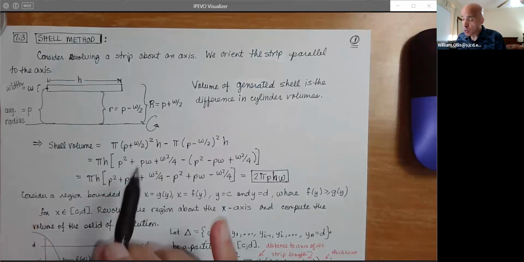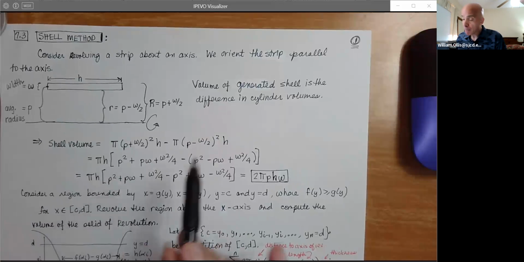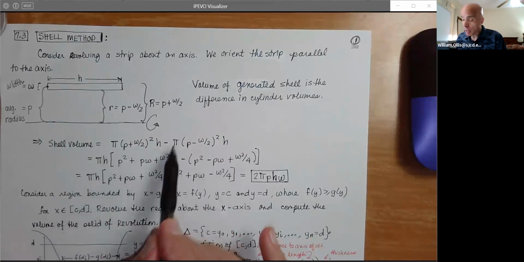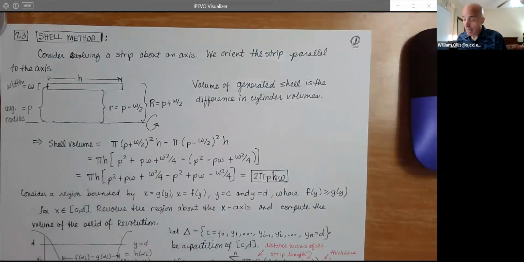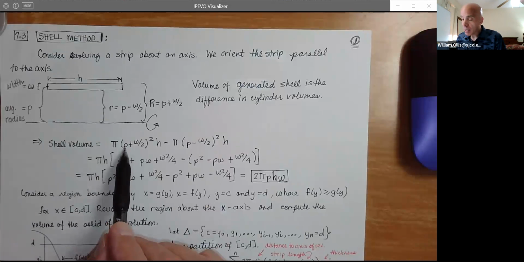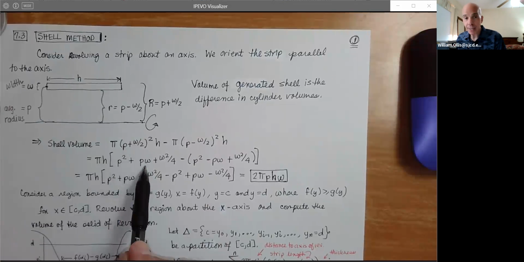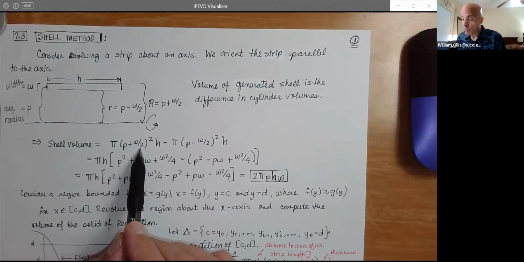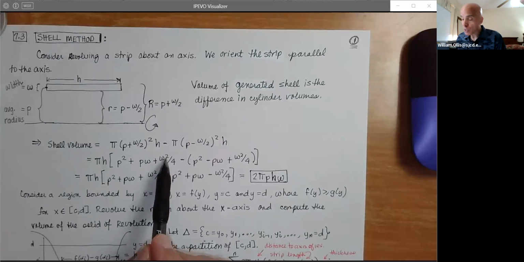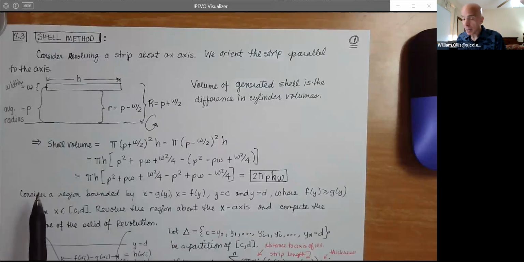So now let's go ahead and square all of this out. Notice the pi and the h are common factors in both of these expressions. So very simple. Now let's expand the binomial. So we get p squared, and then of course we get p times omega over 2 times 2, which gives us p omega, and then omega over 2 squared, which gives us omega squared over 4. Again, the identity, what are we using? The perfect square binomial.